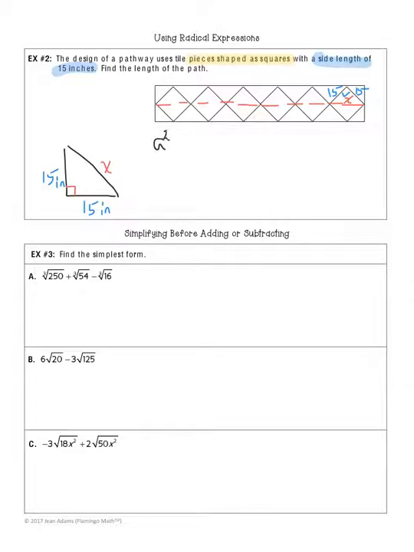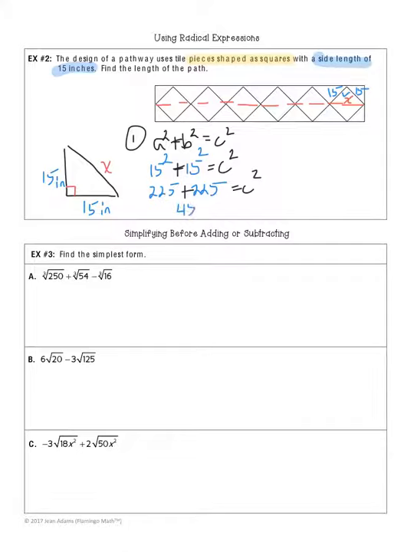So a squared plus b squared equals c squared. This is going to be step 1. My a and my b are both 15, so 15 squared and 15 squared. We're adding those, I don't know why I put a minus there, and that is equal to c squared. So we end up with 225 for each of those. We add 225 to itself, and we get 450.